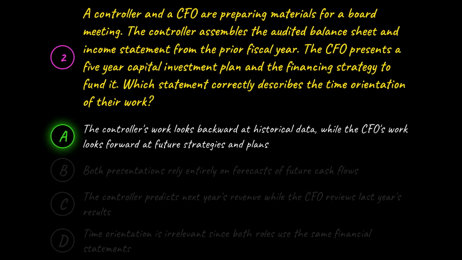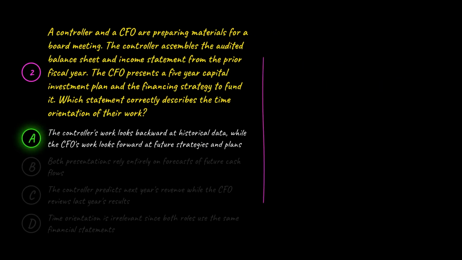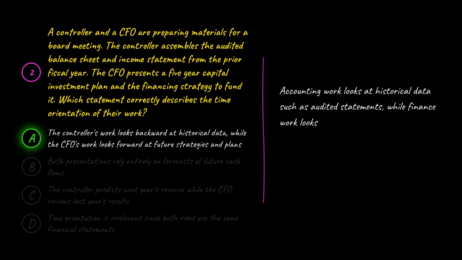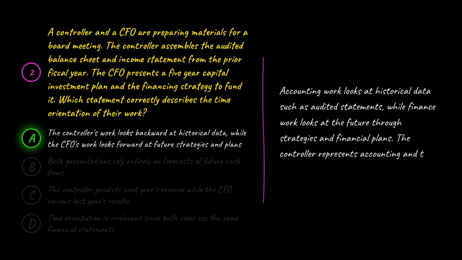The correct answer is A. The controller's work looks backward at historical data, while the CFO's work looks forward at future strategies and plans. A is correct because accounting work looks at historical data such as audited statements, while finance work looks at the future through strategies and financial plans. The controller represents accounting and the CFO represents finance in this scenario.